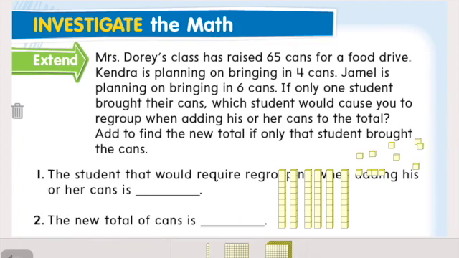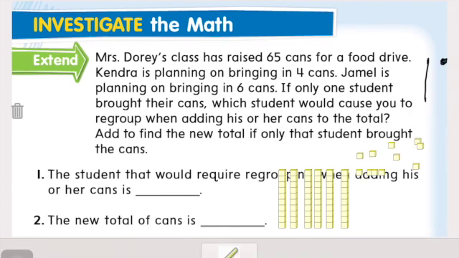Okay, so now let's see how many ones we have. 1, 2, 3, 4, 5, 6, 7, 8, 9, 10, 11. So now we have 11 ones. Do we need to regroup? Yes, because there's 10 or more ones. And in this case, we have 10 or more, right? We have 11, which can also be written like 1 10 and 1 1 cube, right?